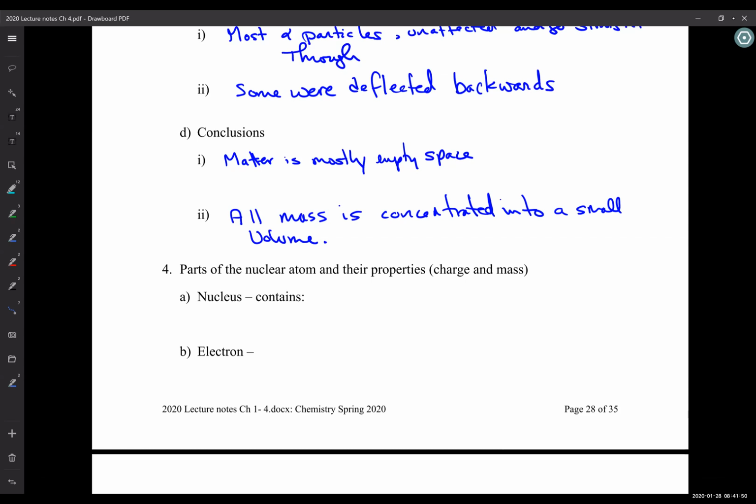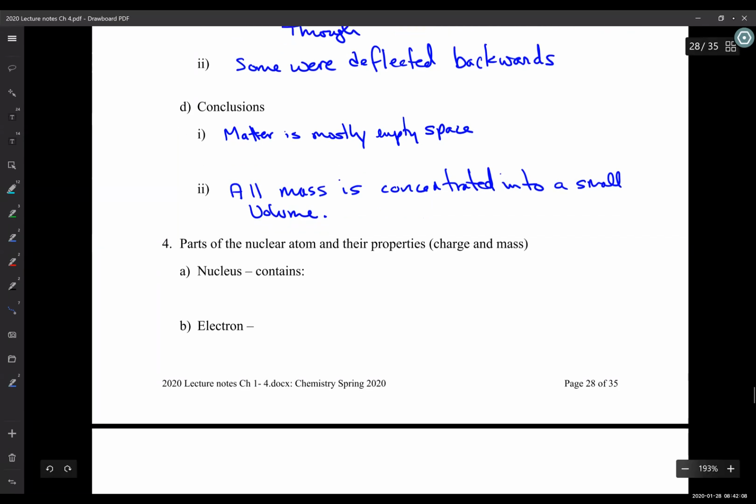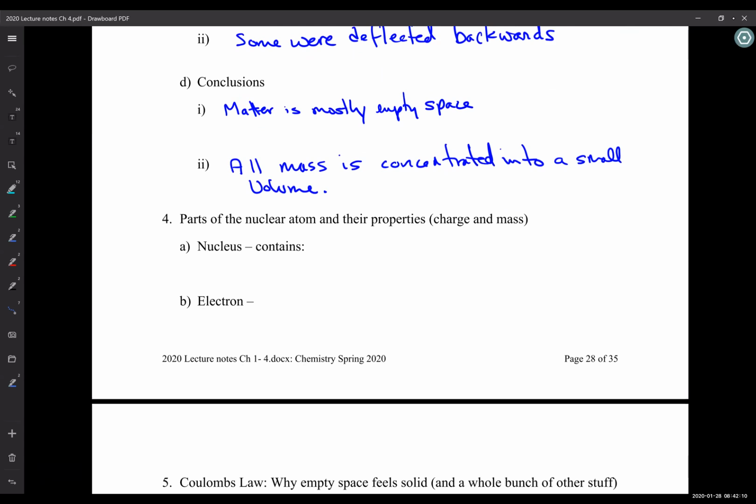Estimations are like if you took a whole spoonful of this really dense material, a spoonful would weigh as much as the Earth. That's how dense it is, if you could pack it all together into a nice even structure. I don't know if that's still true, people used to say that years ago. And this is what we call the nucleus. This became the idea of there being a nucleus.